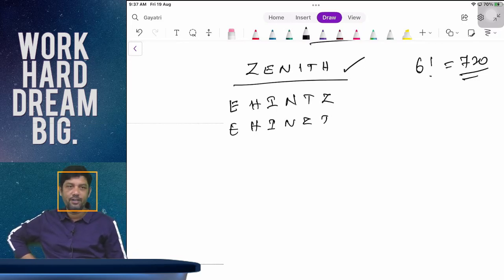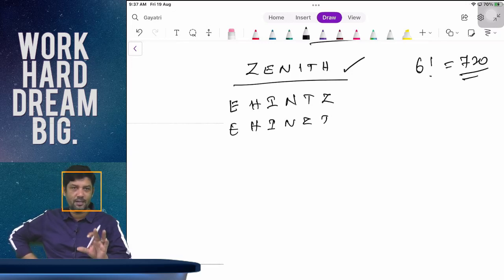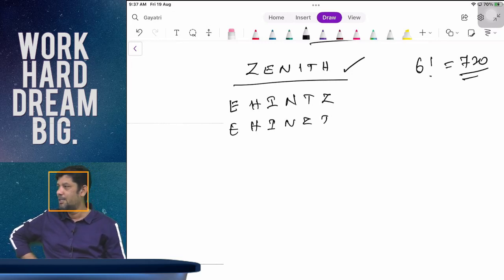720 different words can be written. In those 720 different words, one is going to be zenith. Somewhere zenith is going to come. In which position zenith is coming, that is what we are going to find. Got my point? Now you understood? Yes or no?